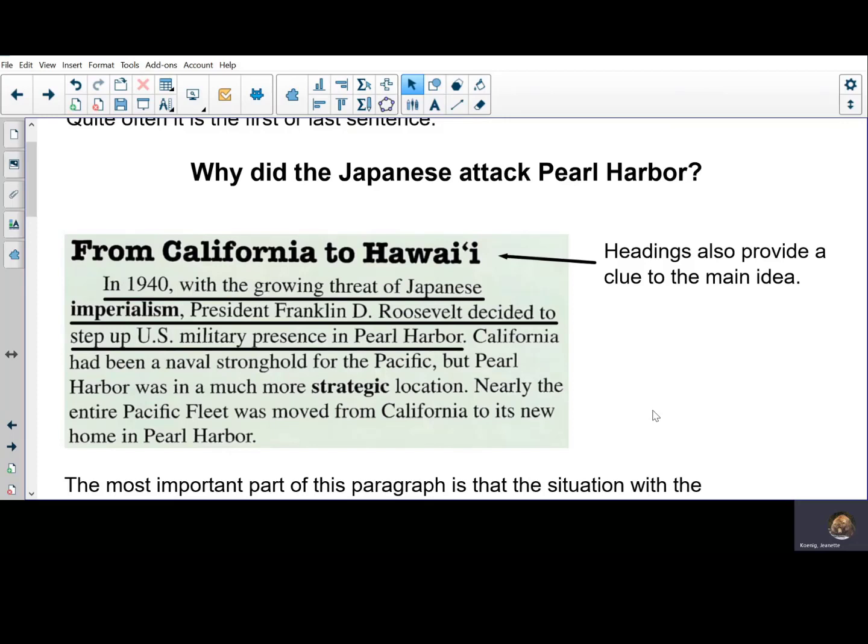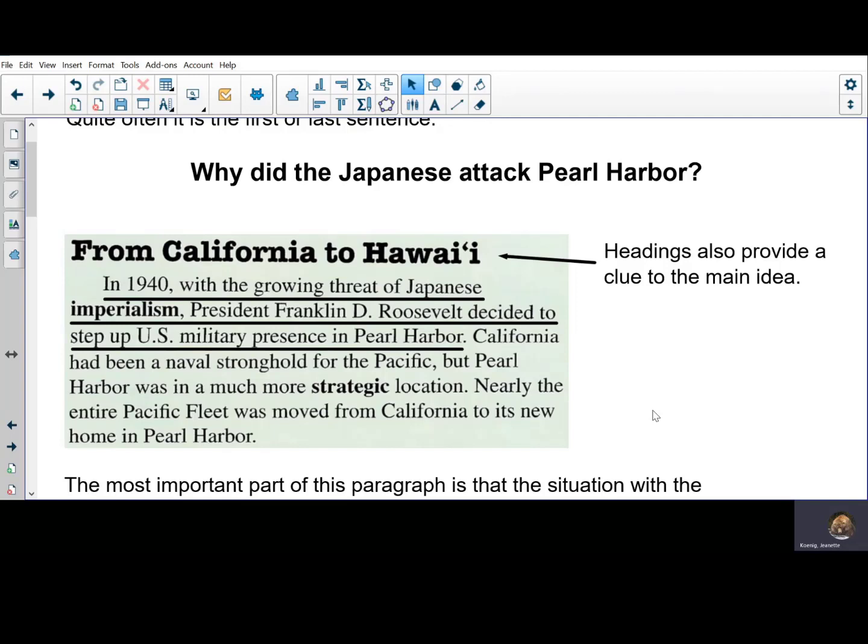It was a lot closer to Japan, so the Navy would be able to respond more quickly if Japan got up to something. So nearly the entire Pacific Fleet was moved from California to its new home in Pearl Harbor. The most important idea of this paragraph is that the Navy would move over to Pearl Harbor.